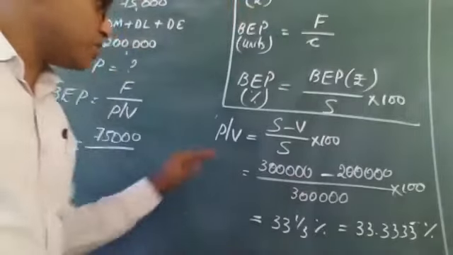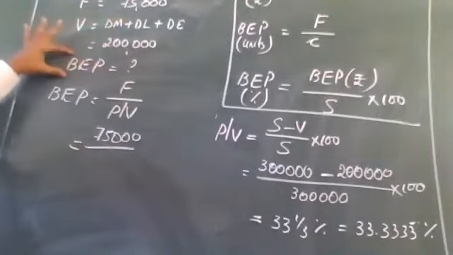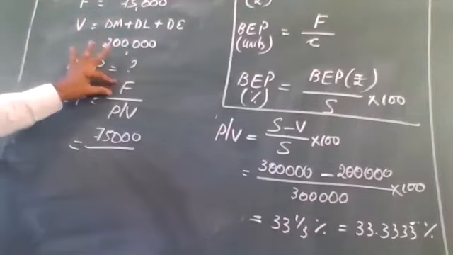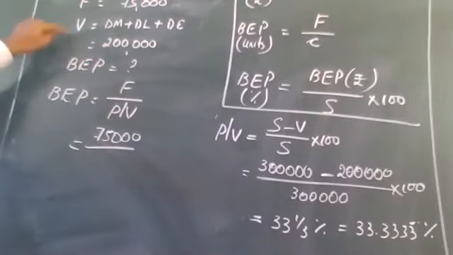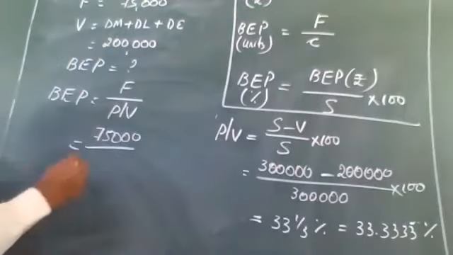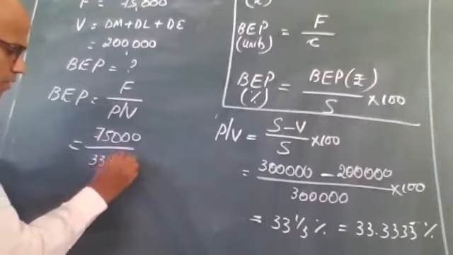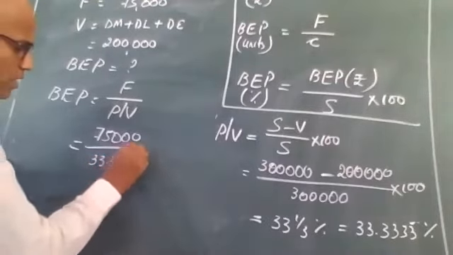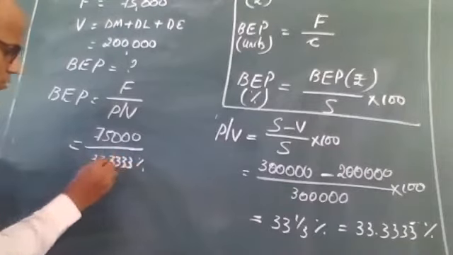Sir, why did we calculate PV ratio? Come back. He didn't ask you to find out PV ratio. He's actually asking you to find out break-even point. For break-even point, you require fixed cost and PV ratio. Fixed cost was given in the question. PV ratio is not there, so we have calculated PV ratio. Now bring that PV ratio here. It is 33.33333%.